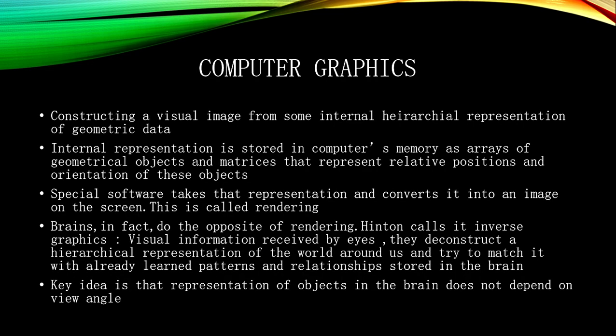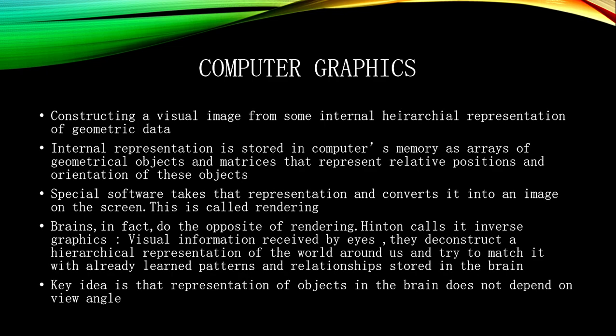Computer graphics constructs a visual image from an internal hierarchical representation of geometric data. The internal representation is stored in the computer's memory as an array of geometrical objects and matrices that represent the relative position and orientation of these objects. Special software takes the representation and converts it into an image on the screen. This is called rendering.